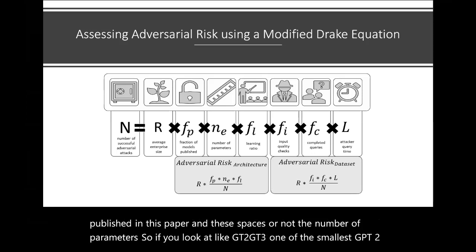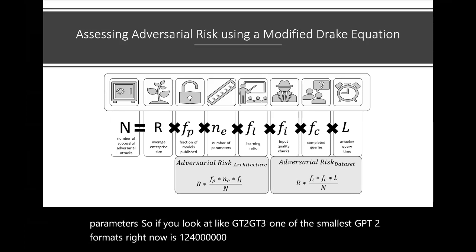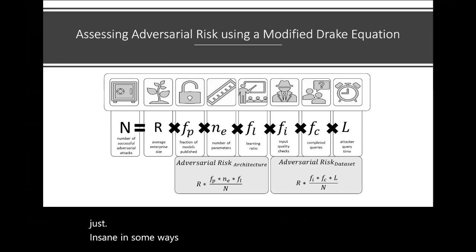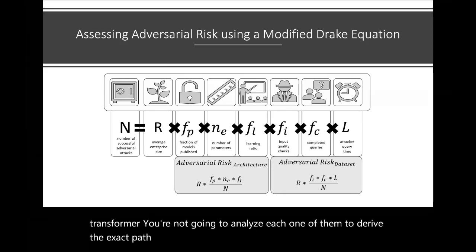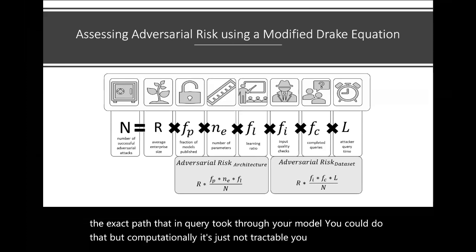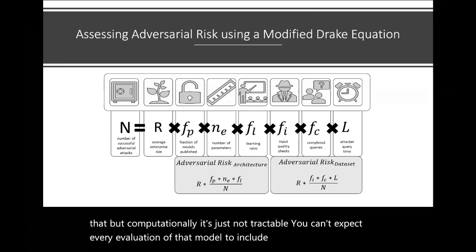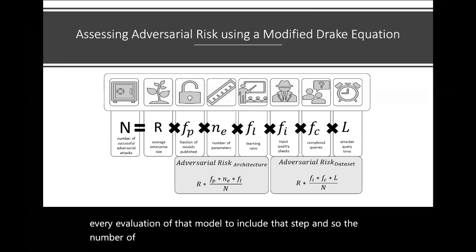one of the smallest GPT-2 formats right now is 124 million parameters. I mean, that's just insane in some ways to consider. You're not going to go look at the connections that occur, for instance, in a neural network or a transformer. You're not going to analyze each one of them to derive the exact path that a query took through your model. You could do that, but computationally, it's just not tractable. You can't expect every evaluation of that model to include that step. And so the number of parameters is part of our adversarial risk.